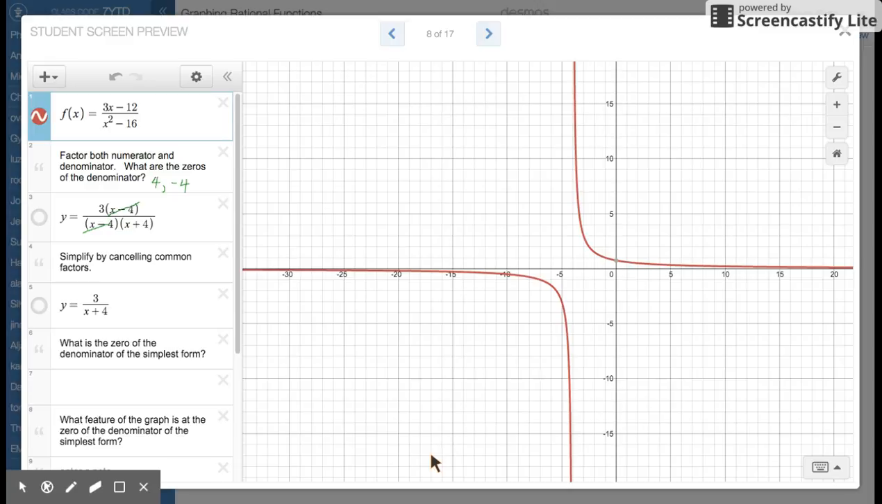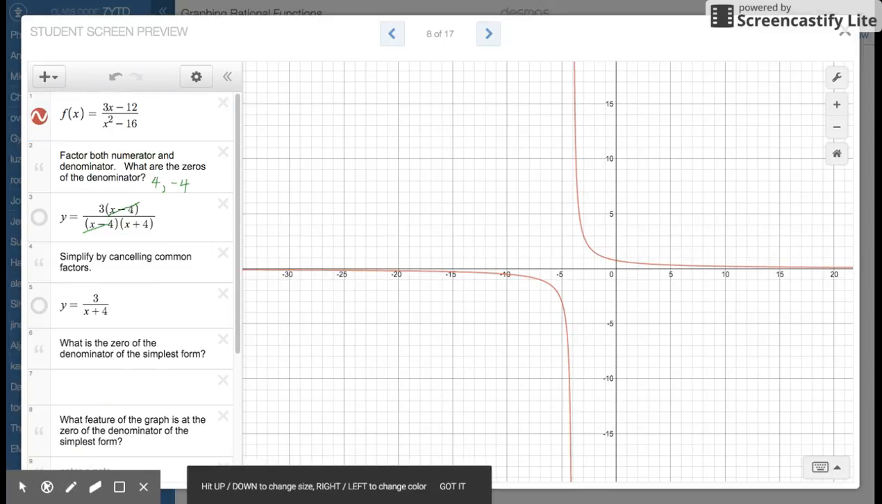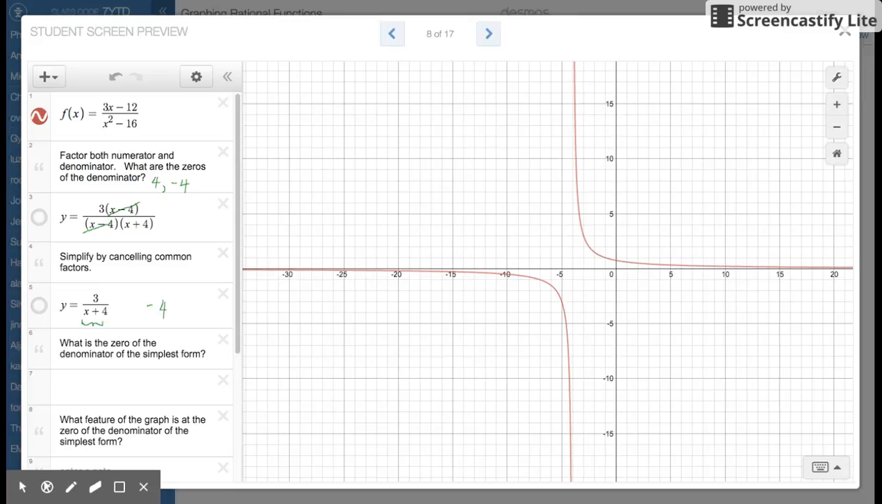Now, what is the zero of the denominator of the simplest form? Let's find the zero of the denominator. We want the zero of this, and that's going to be negative 4.